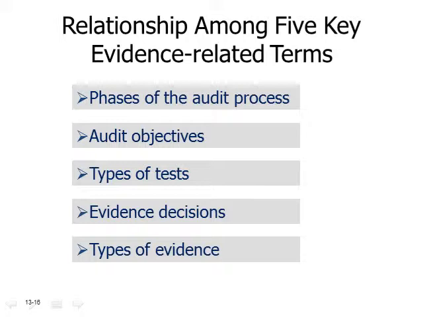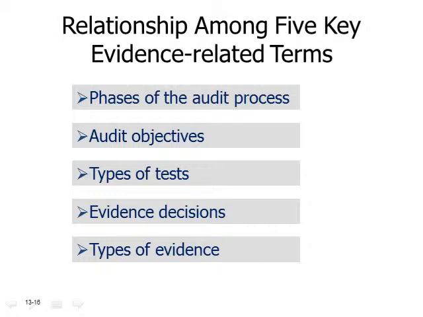And in this slide, we talk about the relationships among 5 key evidence-related terms. And when we talk about the phases of the audit process, we're talking about the planning and design of the audit approach, the performance of tests of controls and substantive tests of transactions. Phase 3, which is to perform the analytical procedures and test of details of balances. And then phase 4, which deals with completing the audit and issuing the audit report. Attached to each of these phases are certain audit objectives. So for test of controls and substantive test of transactions, we're really testing for transaction-related audit objectives, which means testing the occurrence, completeness, accuracy, classification, and timing assertions.